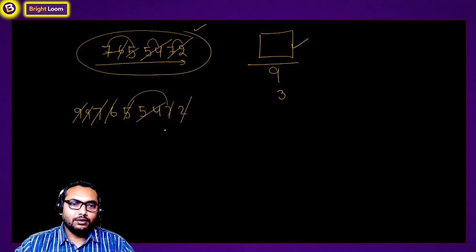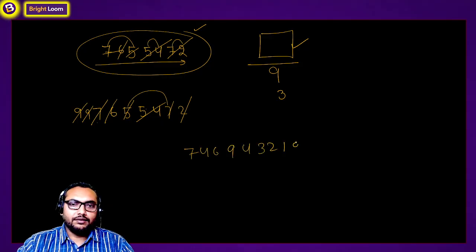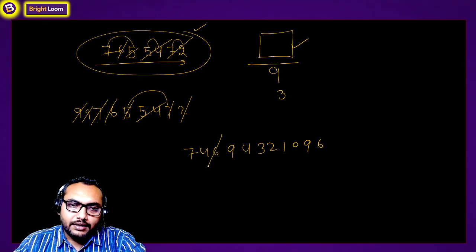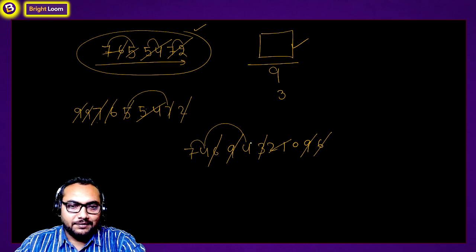For an example, for 3 or 9, here I have 7, 4, 6, 9, 4, 3, 2, 1, 0, 9, 8. I just wanted to check whether it is divisible by 3 or not. So 6, I can cancel it out. 9, 3, 2 plus 1, 3, 9, and 6. Then 7 plus 4, 11. 11 plus 4, 15. So it is completely divisible.